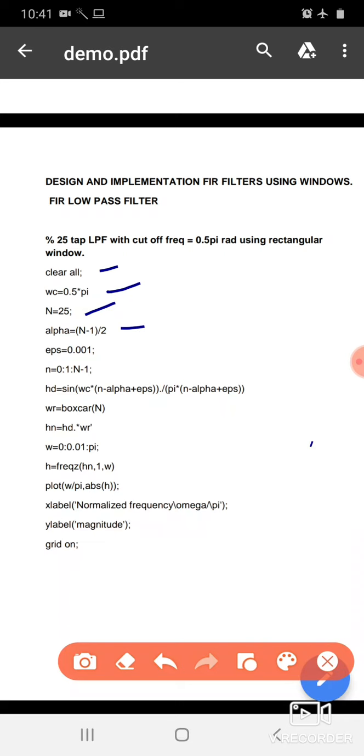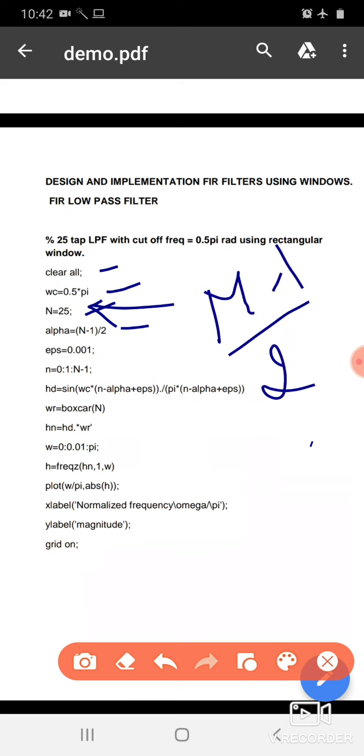Next we are going to use alpha, which we calculate based on the n value. What is the n value? It's an odd number. For that reason we go for n minus 1 divided by 2, that is tau, equals to, or else here alpha is taken, that is n minus 1 divided by 2, or you can take m also.